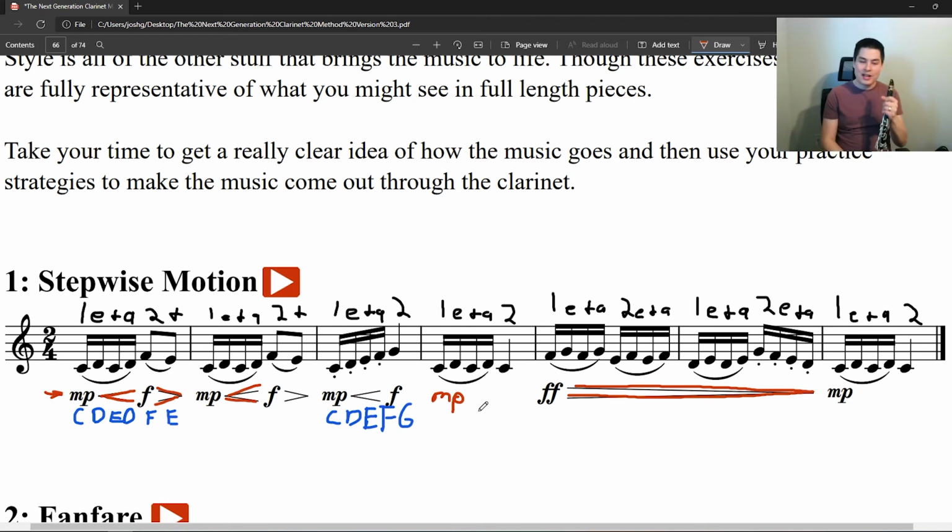Let me try playing it on my clarinet for you and see how close we were when we were singing.